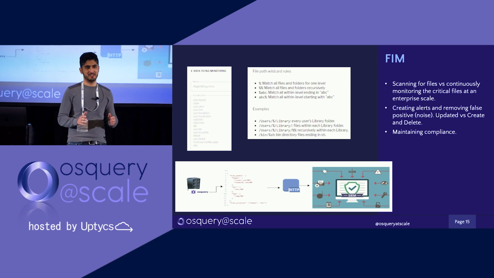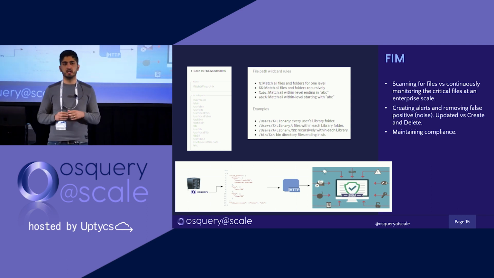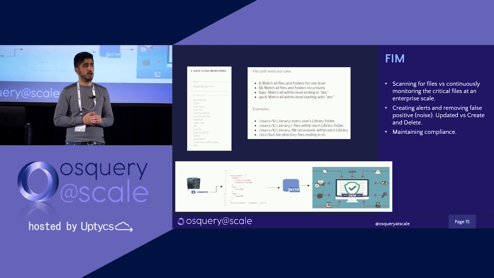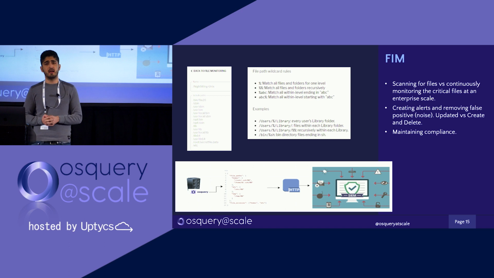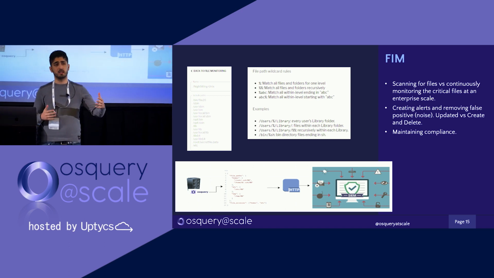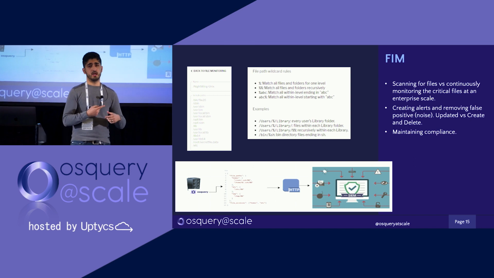I was hearing a presentation yesterday, and there were a few critiques about FIM, how FIM has been done, and how it should be done, things like that. At Comcast, we have been doing FIM for a while. The problem we are having is that FIM is basically based on a scheduled scan. So you run a scan, you find out, hey, there's a difference in MD5, whatever, and then you send an alert.